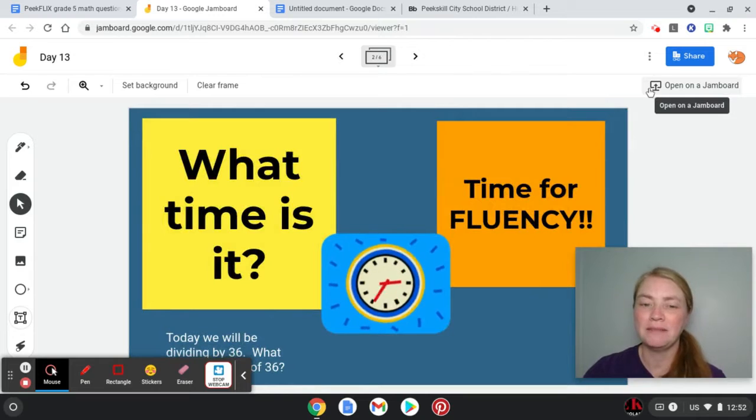Well, what time is it? It is time for fluency. Today we will be dividing by 36. What are the factors of 36? Think. It is an even number, so it's got to be definitely 2. Think of some more, and when you're ready, we'll start the fluency together.